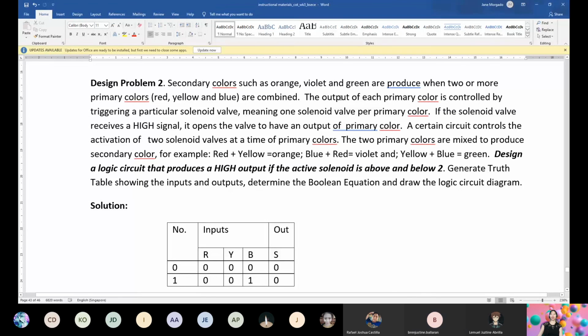Okay, the output of each primary color is controlled by triggering a particular solenoid bulb. Actually, this is actual thesis of my classmates nung way back. Ganda yung ginawa niya. So, they're controlling the solenoid bulb, depende kung ano yung colors na gusto niyang ma-produce. Kinokontrol niya ilang percent yung yellow, ilang percent yung blue, ilang percent yung red.